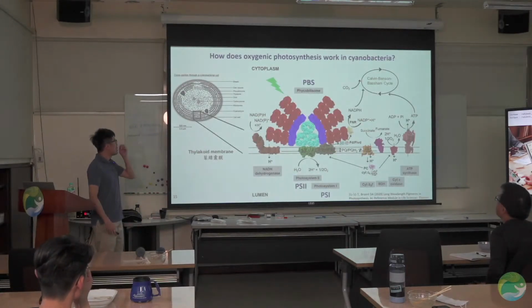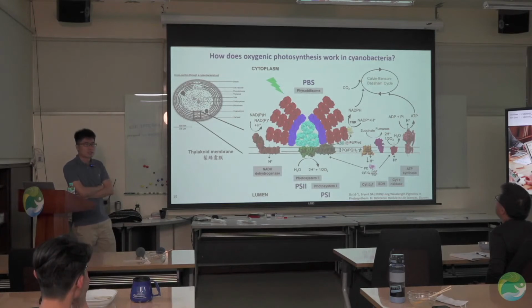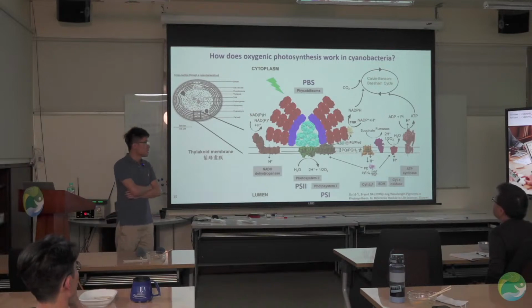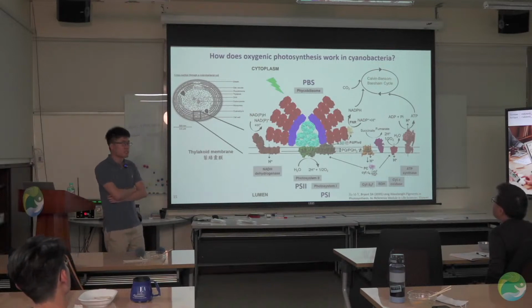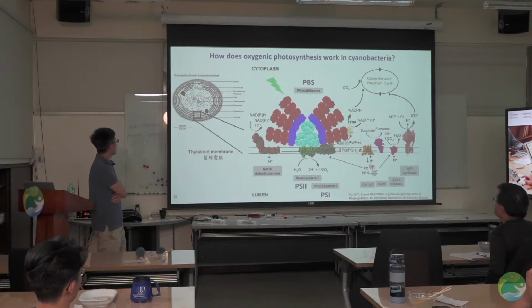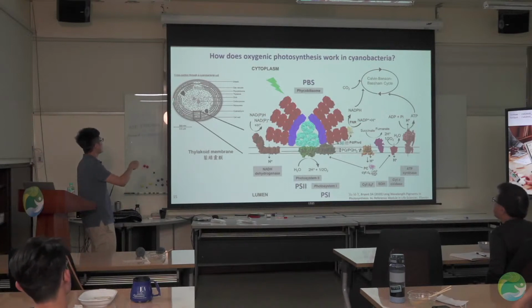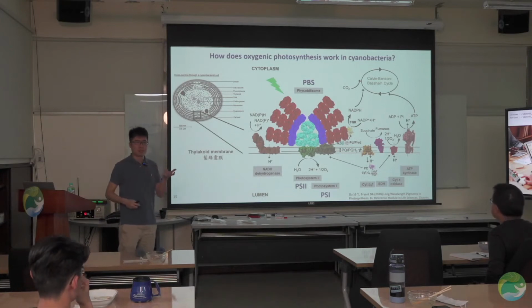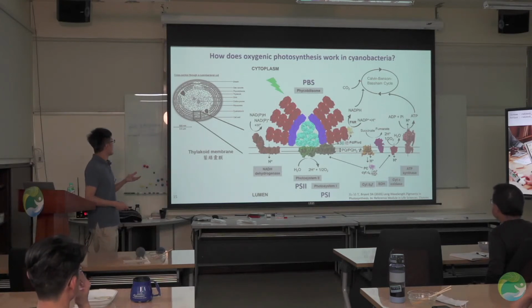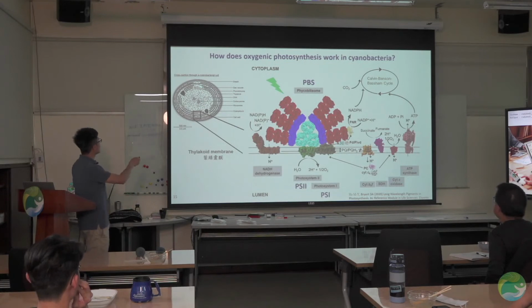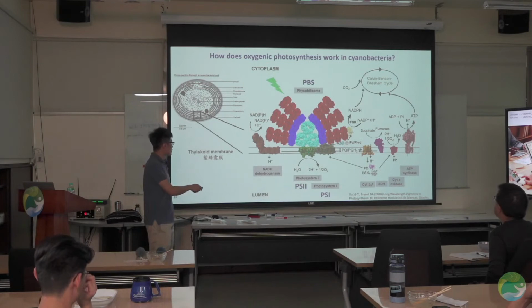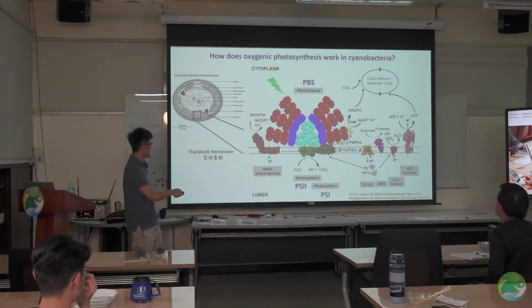So how can the cyanobacteria do photosynthesis? I guess most of you know the system in plants, and that system is quite similar in cyanobacteria too. You can look at this cell of cyanobacteria. It pretty much looks like an individual chloroplast, and it has thylakoid membranes inside the cell. On the membrane, you see those photosynthetic complexes, such as photosystem 2 and photosystem 1.